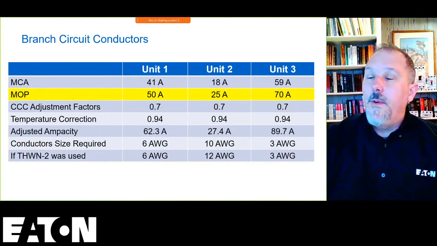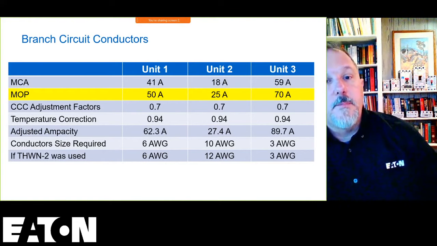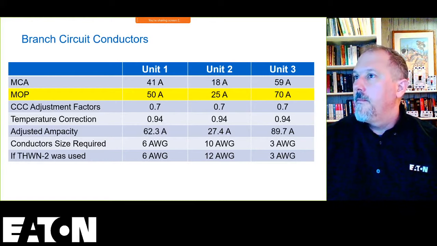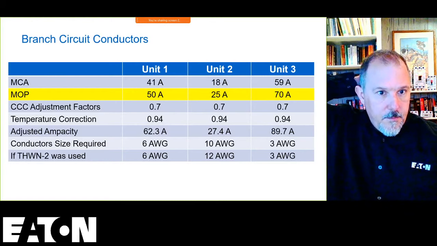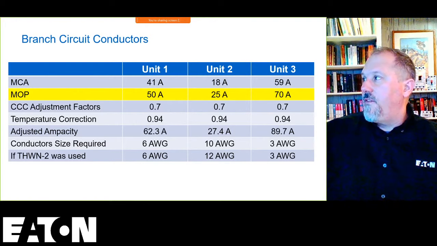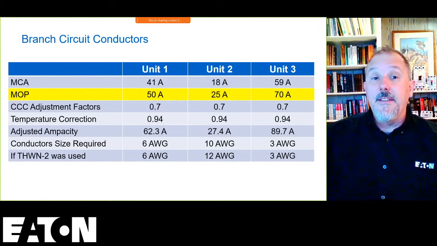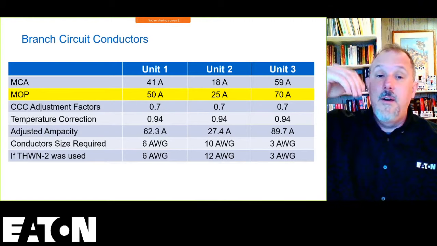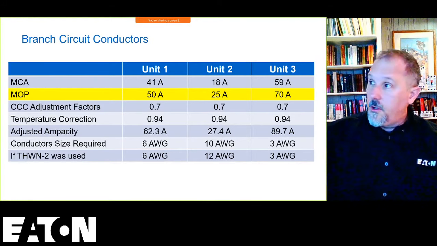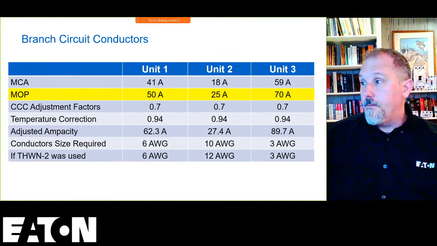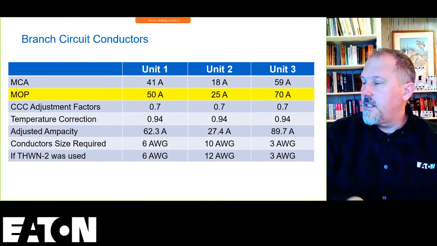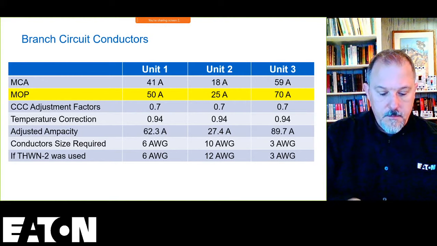All right, so now we've got to think about the branch circuit, the protection from a short circuit perspective. I'm using the maximum overcurrent protection size, 50, 25, and 70. I could simply go with that and say I'm going to use a 50-amp breaker, or a 50 amp fuse, a 25 amp breaker, 25 amp fuse, and a 70 amp breaker. And then you may say, well, hold on, you're using a 50 amp breaker on a number 6, which is, well, number 6 is 65, so that's not too bad.